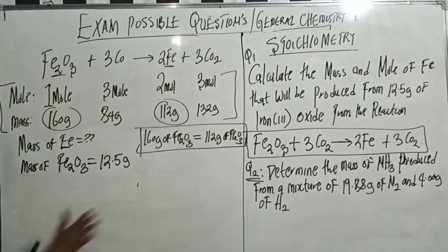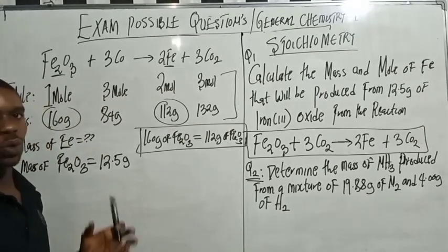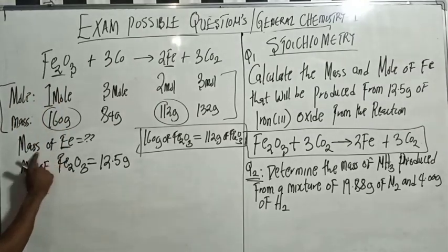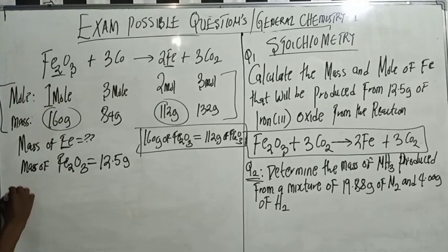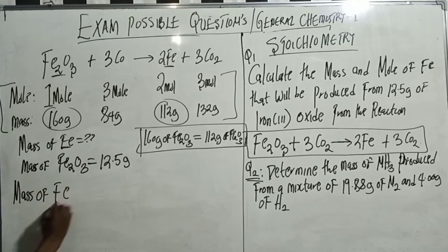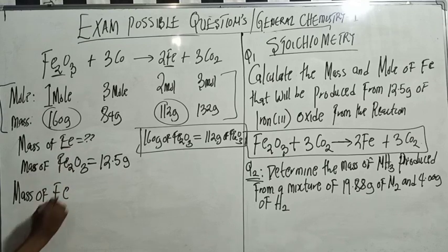Now the next thing you want to do here is use your dimensional analysis to complete the calculation. So remember we are solving for the mass of Fe. So we are calculating the mass of iron, which is equal to what?